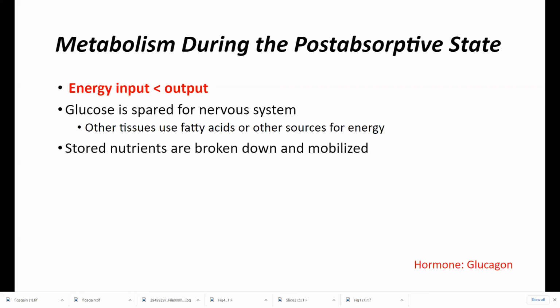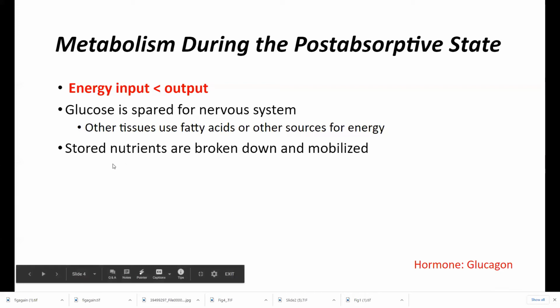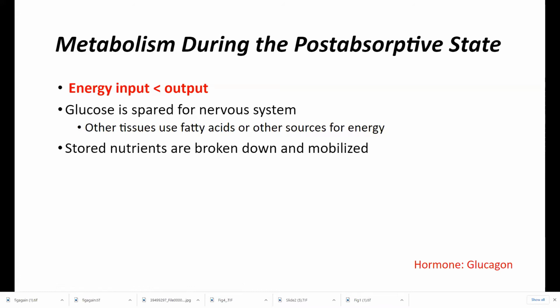The nervous system really basically can't do that, so we're going to feed them glucose exclusively, and we're going to save it for them. So we're going to be taking those stored nutrients that we stored during the absorptive state. We're going to be breaking them down, mobilizing them, okay?